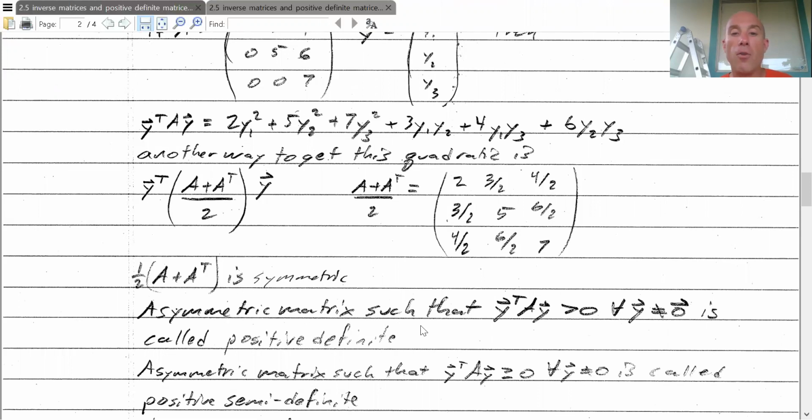And it's going to be a symmetric matrix such that this y transpose A y is going to be greater than 0 for all y not equal to 0, as long as A is positive definite. Now, if y transpose A y is greater than or equal to 0, then it's called positive definite. Something that's important to remember when we look at these products is that y is not equal to 0. Because if it's equal to 0, then we just get 0, and that's not really interesting.